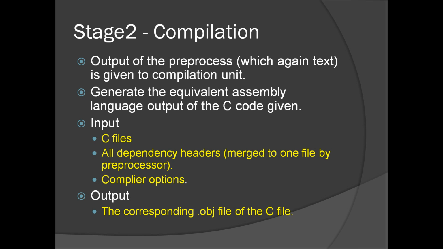So what are the inputs to the compilation unit? The C files or the C++ files, .c or .cpp, and all their dependency headers like stdio.h, windows.h, from whichever header files the functions are being called in the C files. So those are the dependency headers. Then the compiler options. So three things: the source files, header files, and the compiler options. Those are the three inputs to the compiler. The main output of the compiler is the object file, or .obj file.